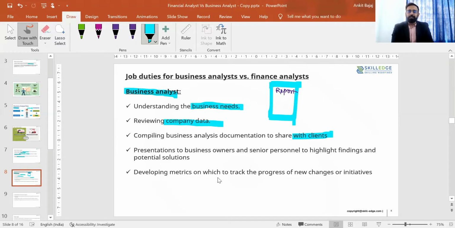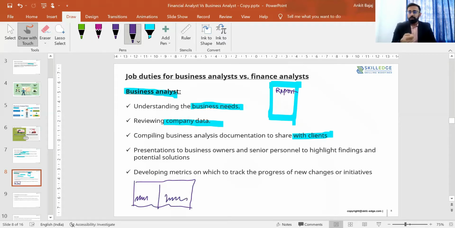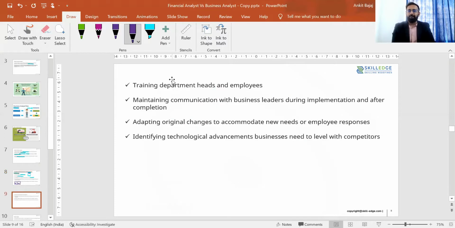So they will be developing metrics on which to track the progress of new changes or initiatives, right? With the help of spreadsheets, they will be developing the metrics, right? That is, how the organization was working previously and how the organization is working now, right? And they continuously monitor the performance of the organization. It doesn't mean that they will be providing a one-time solution, right? They provide continuous solutions and they monitor whether the organization is working properly or not after their feedback, right? So they will be continuously monitoring the performance of the organization.